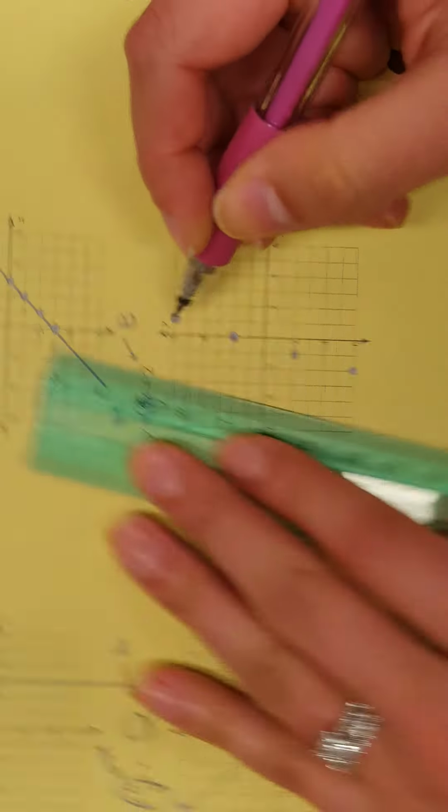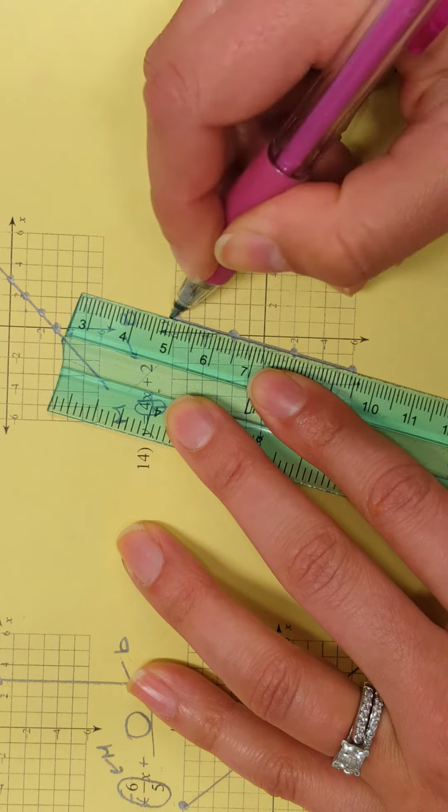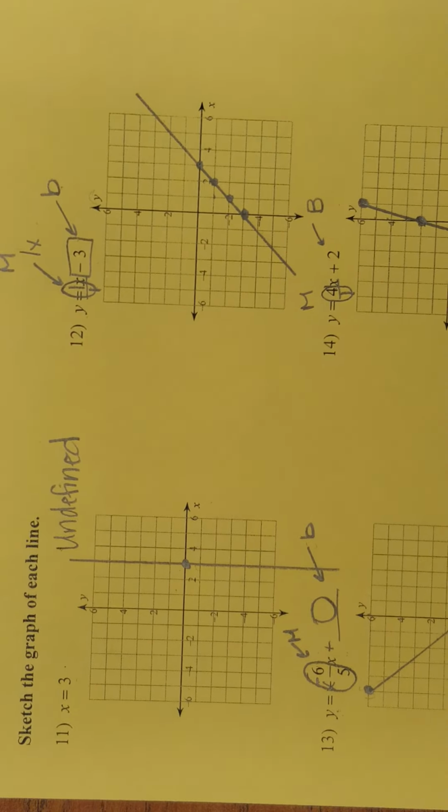Down 4, left 1. My 4 points should make a straight line. And that's reviewing graphing lines.